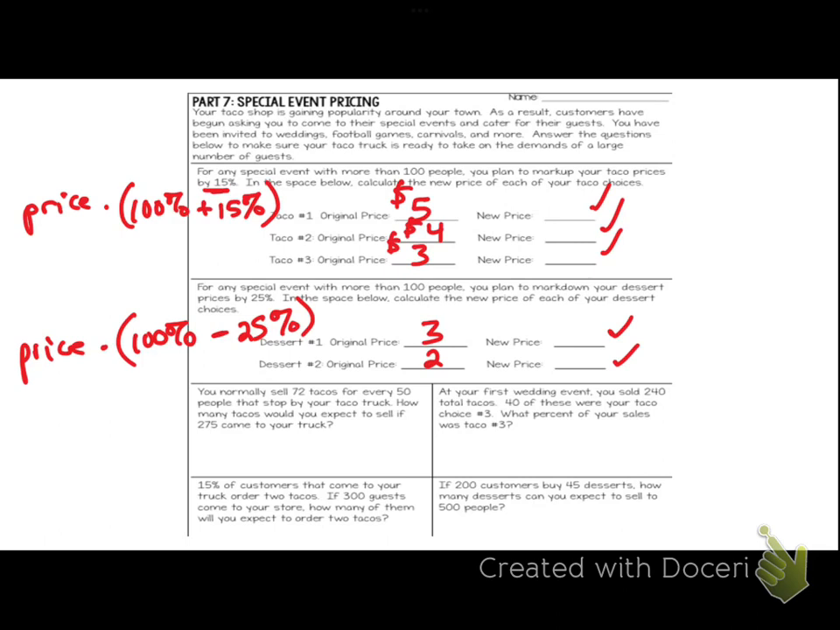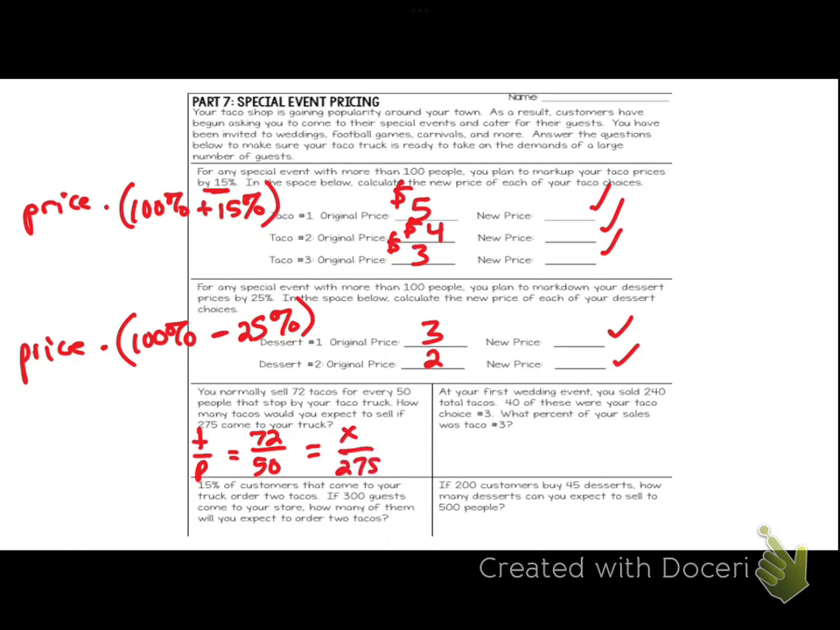The next part, you normally sell 72 tacos for every 50 people that stop by your taco truck. How many tacos would you expect to sell if 275 came to your truck? So this is a proportion. So labels go a long way. You have your tacos to people. Well, you have 72 tacos for 50 people. All right. How many tacos? So this means we don't know how many tacos we're going to have if there's 275 people.